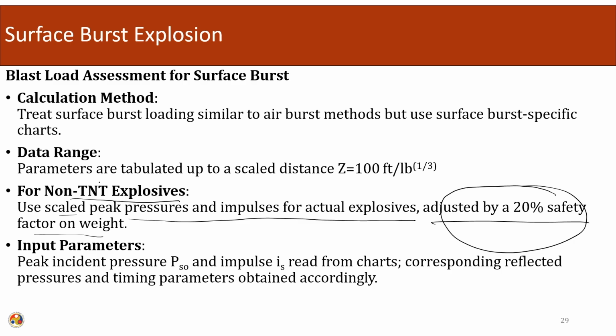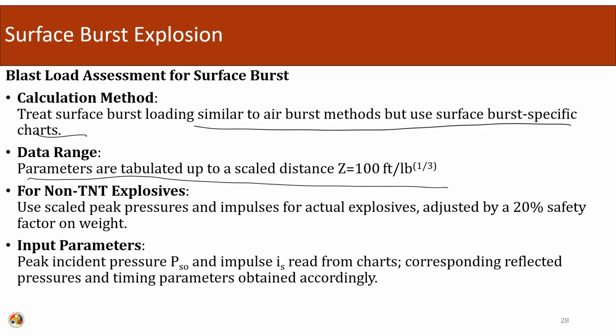Because non-TNT explosives do not behave in as controlled a manner as TNT explosives, a 20% safety margin is kept in the design process. The normal input parameters are the peak incident pressure and the impulse, which are read directly from the chart. We obtain these quantities directly from the chart, and the corresponding reflected pressure and time are obtained accordingly.